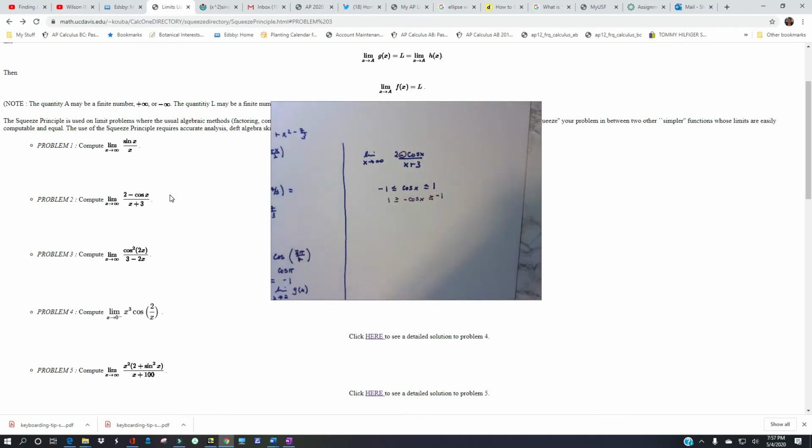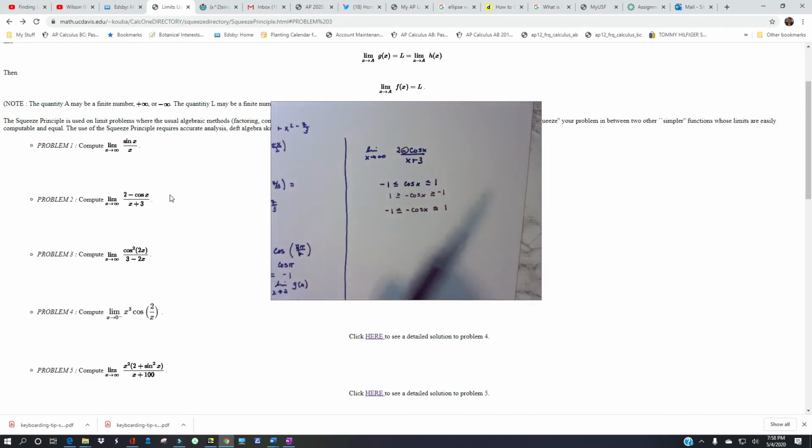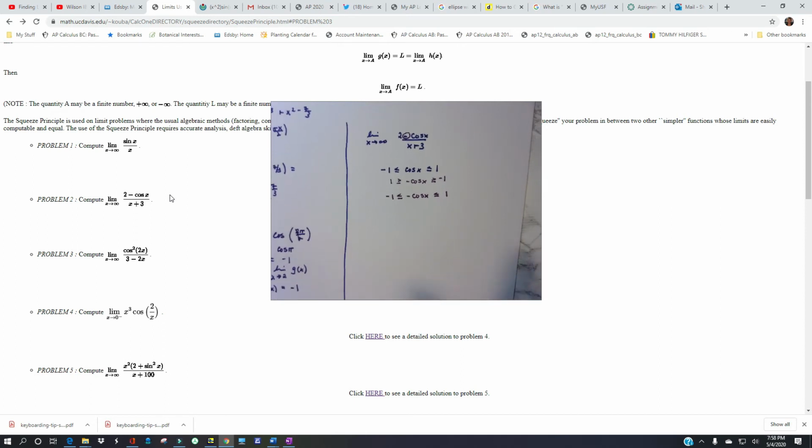And then I'm just going to write this from smallest to largest. So I'm going to write negative 1 is less than or equal to negative cosine of x, which is less than or equal to 1. So I'm just flipping this thing around so that it's in ascending order, so to speak.